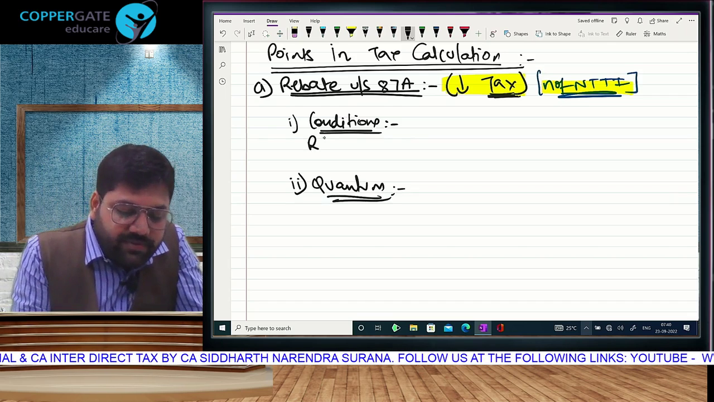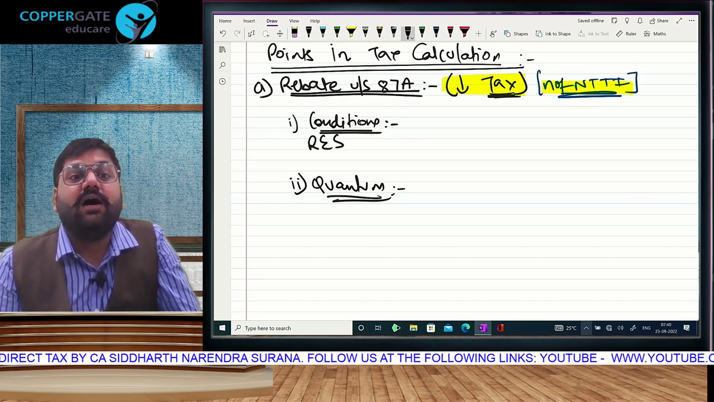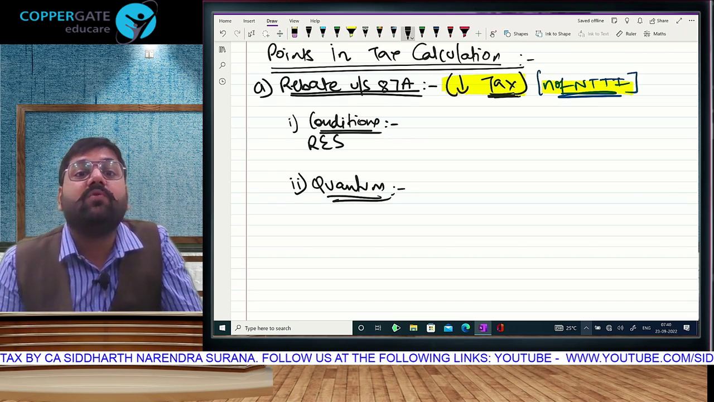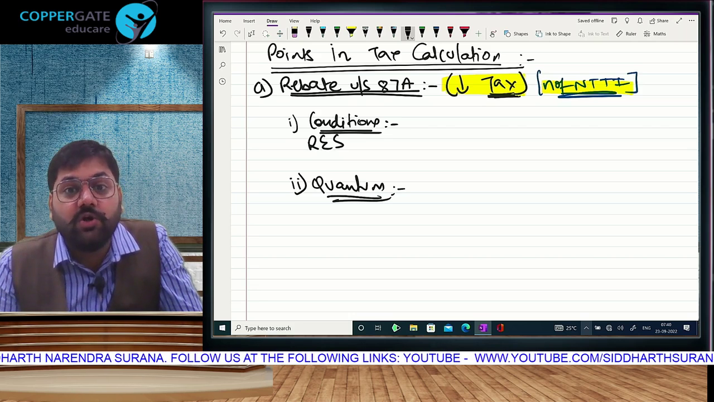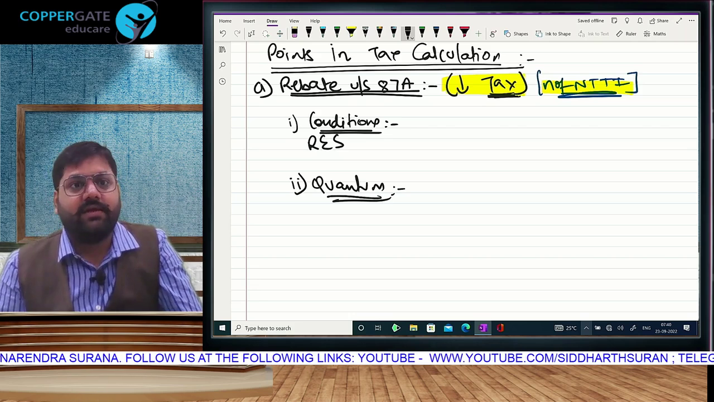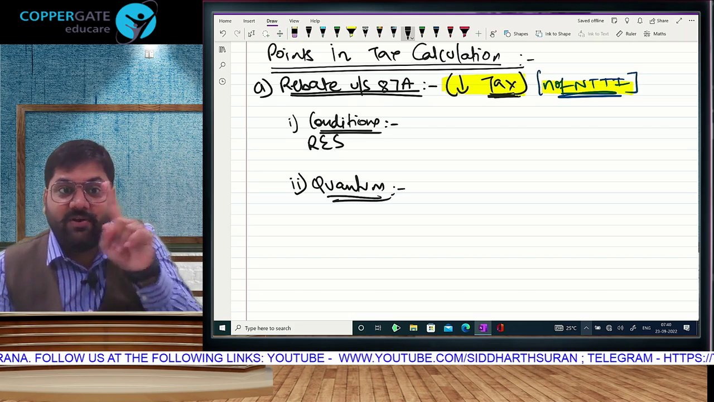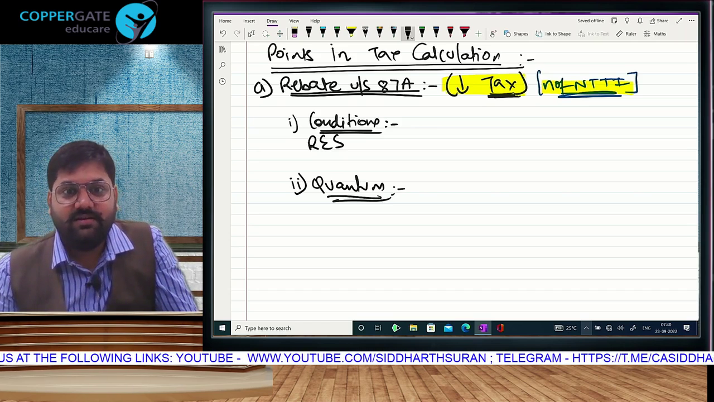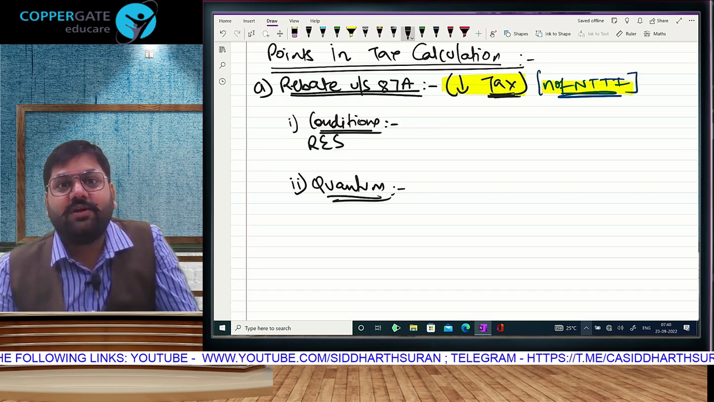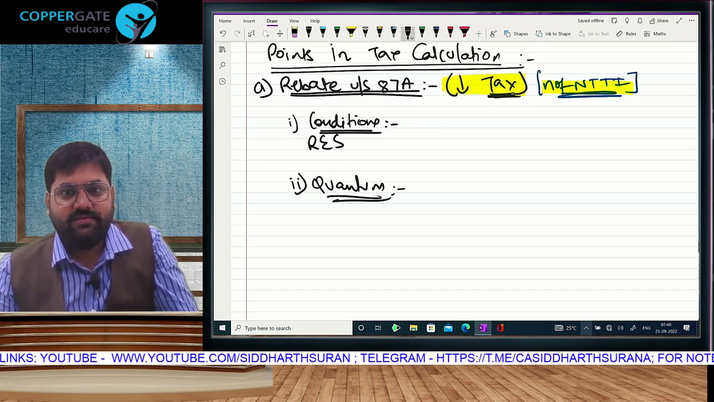Condition 1, the assessee has to be a resident. Rebate is allowed only and only to residents. Non-residents are not eligible for getting rebate. Matlab non-resident will not get higher basic exemption limit also, even if senior citizen, and non-resident will not get rebate also. Only for resident.